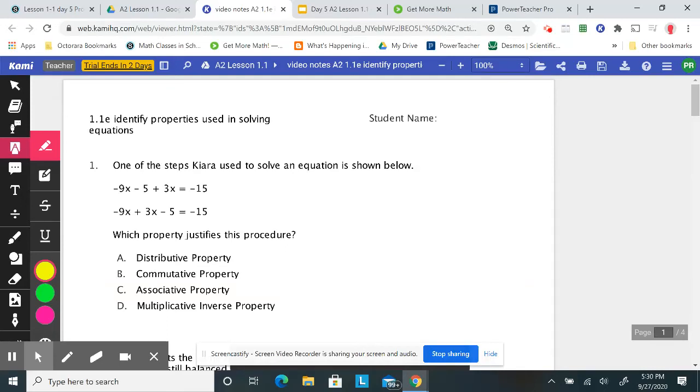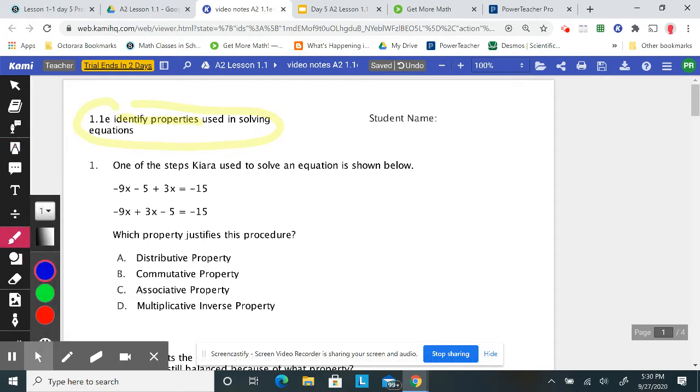All right, let's work on lesson 11E, which is about identifying properties that are used in solving equations. We've been talking about simplifying expressions, but we also apply these properties when we solve equations. So in number one, we're talking about Kiera. One of the steps she used to solve an equation is shown below.